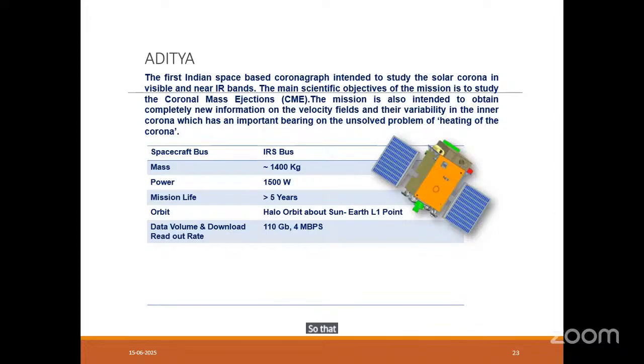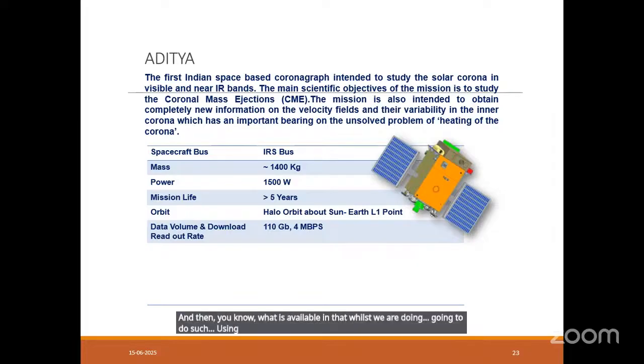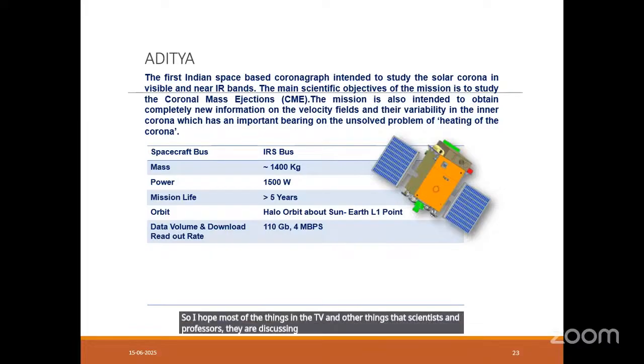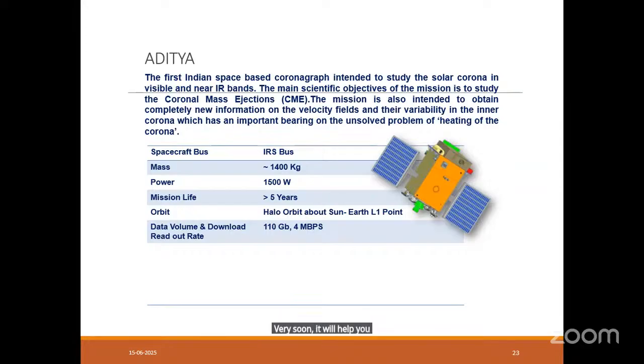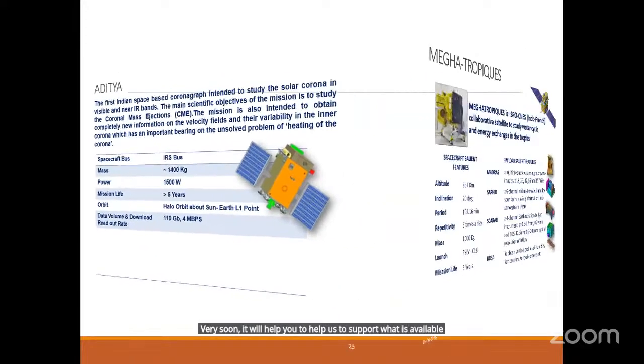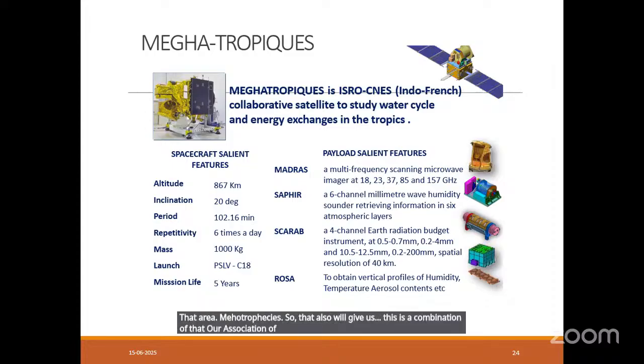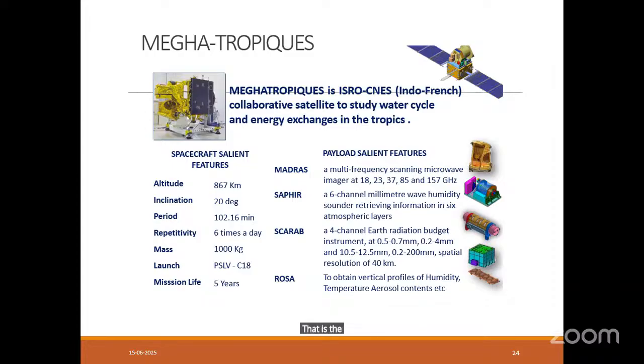That will give new information on the velocity field and the variability inside the mass. We are going to do that using the halo orbit, the Sun-Earth orbit at the L1 point. I hope most of the things that scientists and professors are discussing a lot on TV will very soon help us support this field. This is also an association of Indo-French cooperation, the international level support.